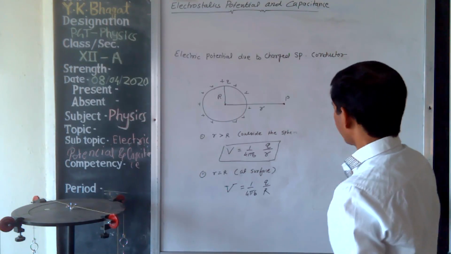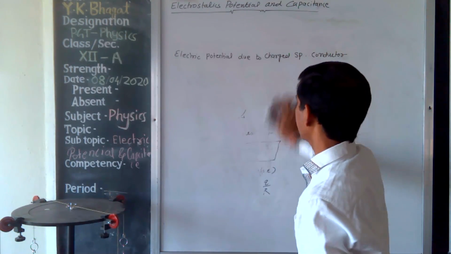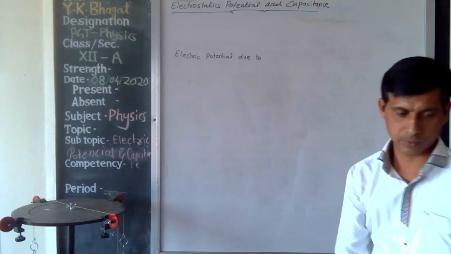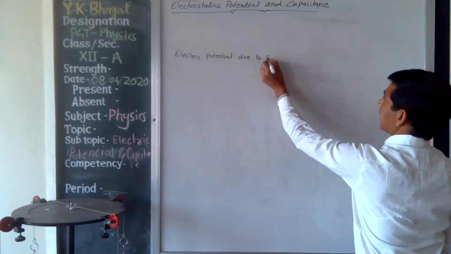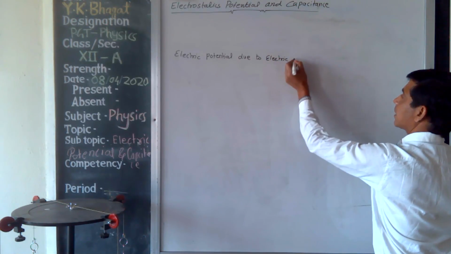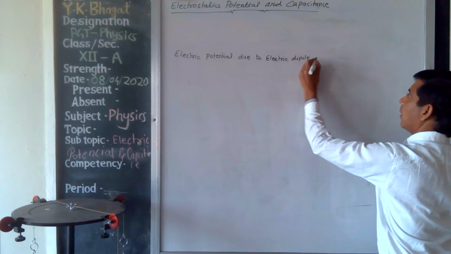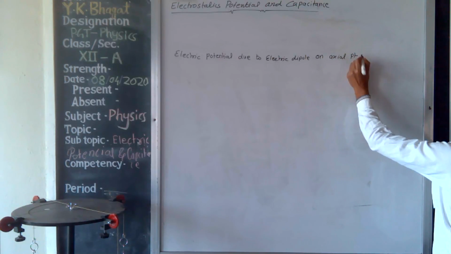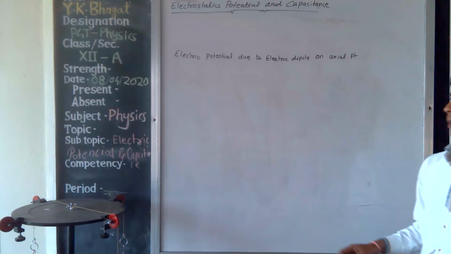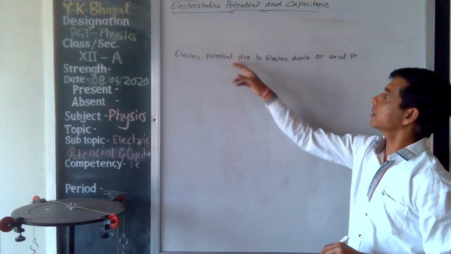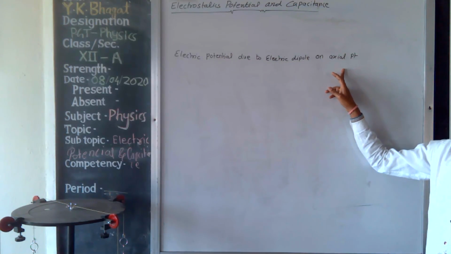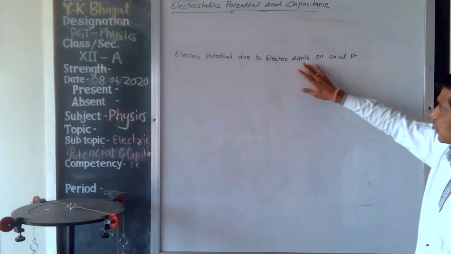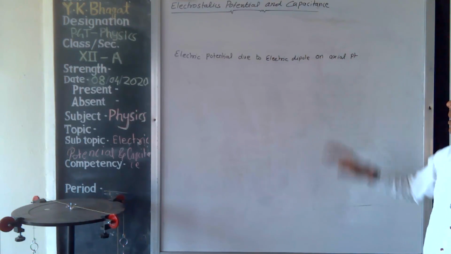Now, next topic, just similar to electric intensity: electric potential due to an electric dipole on an axial point. In the previous chapter, we obtained electric intensity due to an electric dipole on an axial point. Similarly, in this chapter, we obtain electric potential on an axial point.